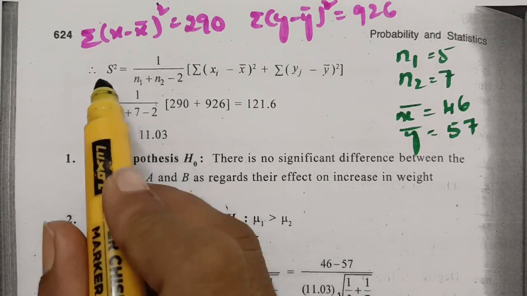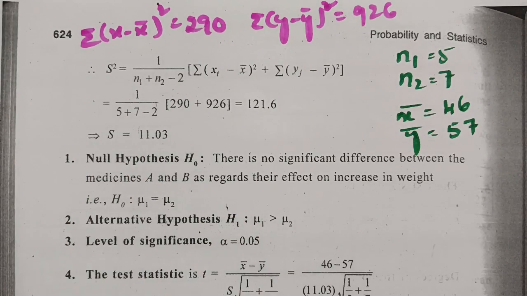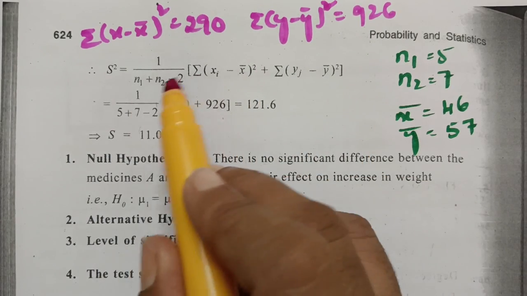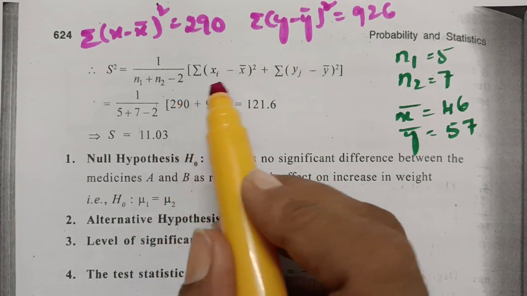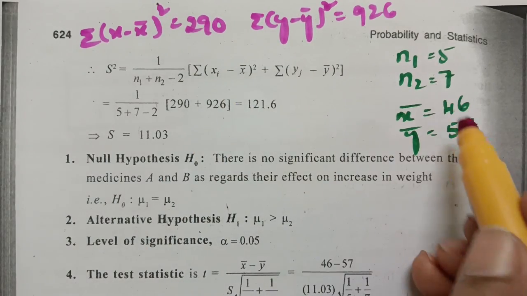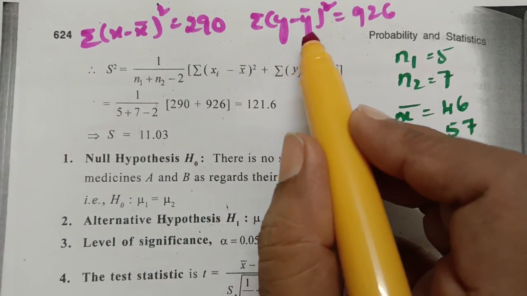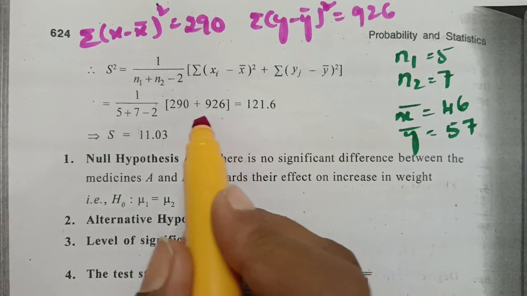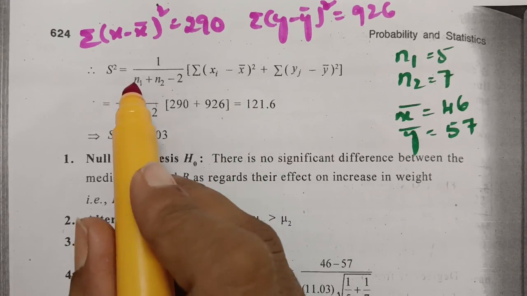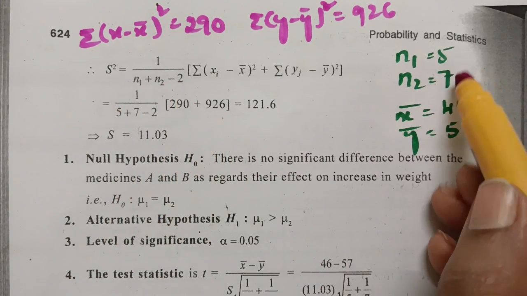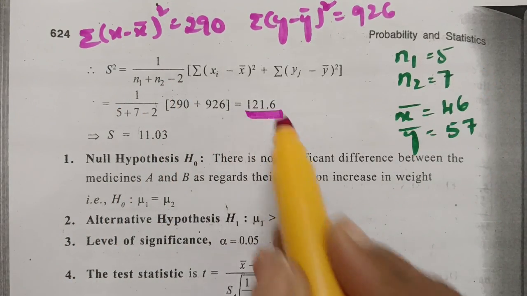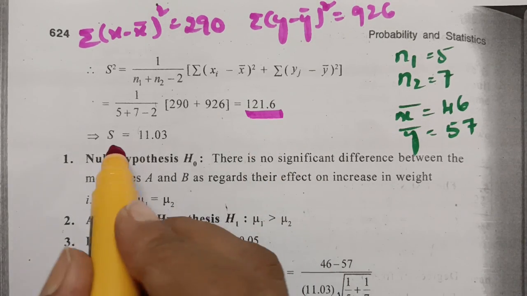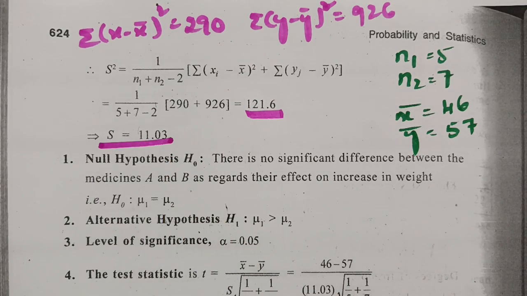So now we have to find out the standard deviation. The variance formula here is very clear: sigma x minus x bar whole square plus sigma y minus y bar whole square, divided by n1 plus n2 minus 2. Here the total is 290, and sigma y minus y bar whole square total is 926. If you add these two and divide by n1 plus n2 minus 2, that is 5 plus 7 minus 2, the value here is 121.6. If you take the square root, the standard deviation S is equal to 11.03.